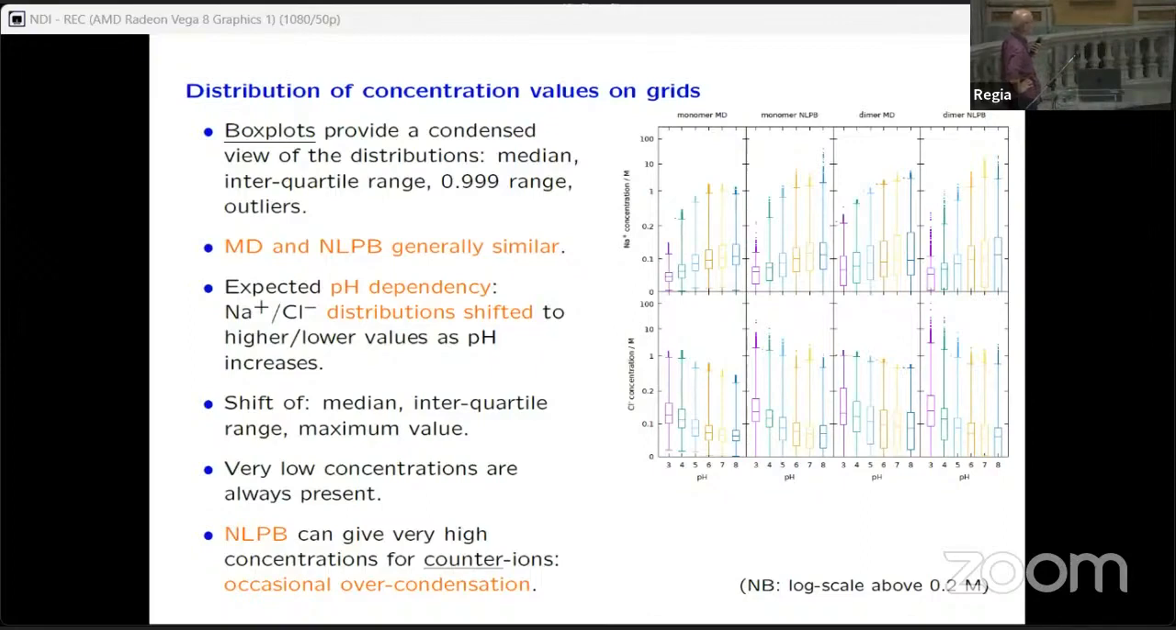One thing you can see is that in the case of the Poisson-Boltzmann model, sometimes when you look at outliers, for example here, this part is not logarithmic. The scale is logarithmic after 0.2, and I remind you that this is at 0.1 ionic strength, so this is the position here, this is 0.2. What you can see is that the counter ions, for example in this case at pH 3, this is chloride, the outliers can go up to stratospheric concentrations, up to 100 molar. Of course, this is just one point, one voxel in the grid, but sometimes this happens. Sometimes you get a huge over-condensation of counter ions in some places.